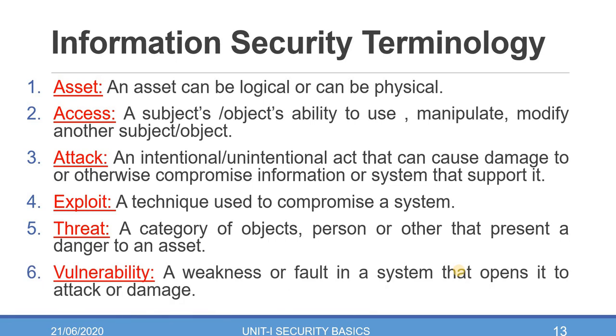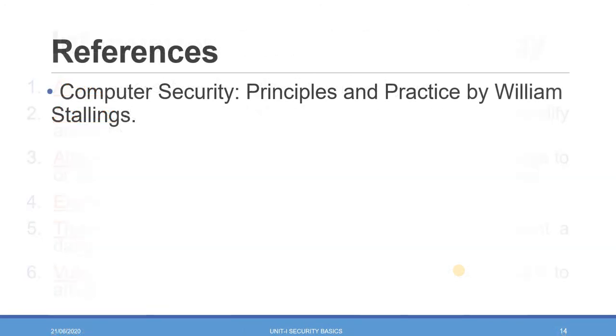Vulnerability. Vulnerability is a very commonly used term in security discussion. It is nothing but a weakness or a fault in a system that opens it to attack or damage. So there might be configuration weaknesses, or SQL or CSS issues. There might be some drawbacks in our TCP/IP protocol stacks, certain weaknesses, so that through those weaknesses or holes, an attack can happen. So vulnerability is nothing but a weakness or a fault in a system that opens it to an attack or damage. This is the information security terminology.